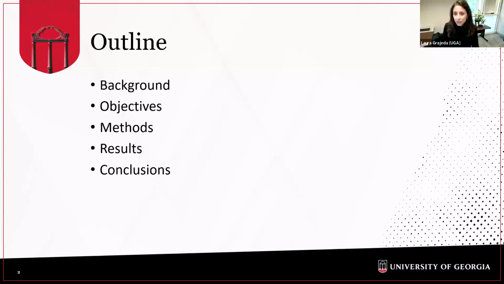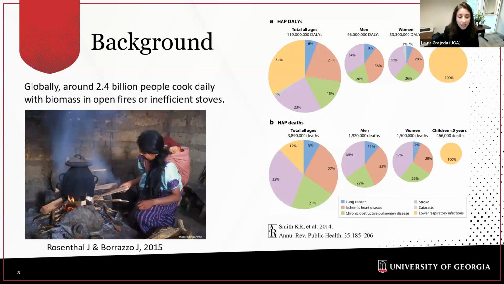My presentation is going to have these sections. We're going to start with background, objectives, methods, results, and conclusions. As Devan told us, globally, around 2.4 billion people cook daily with biomass in open fire or inefficient stoves, resulting in exposure to household air pollution. Look at the graph that I'm showing on the right.